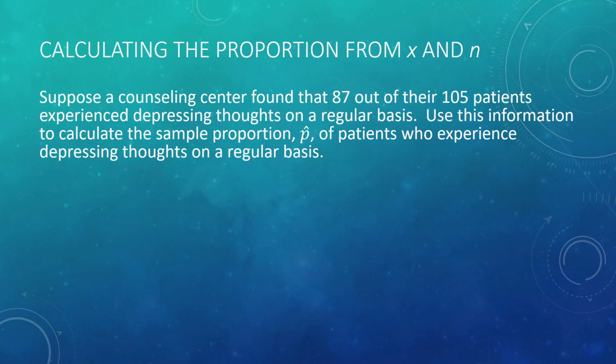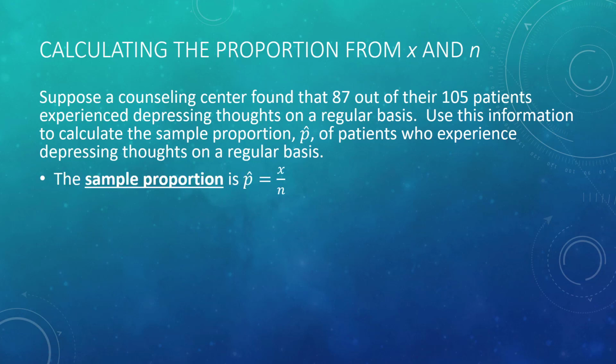Calculating the proportion from x and n. Suppose a counseling center found that 87 out of their 105 patients experienced depressing thoughts on a regular basis. Use this information to calculate the sample proportion p hat of patients who experience depressing thoughts on a regular basis.